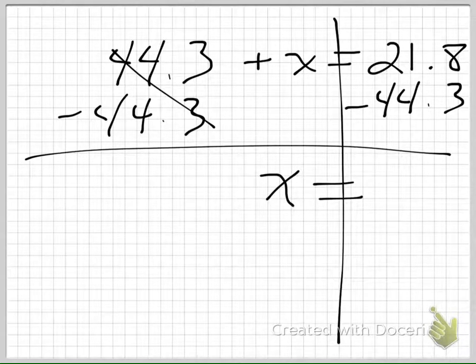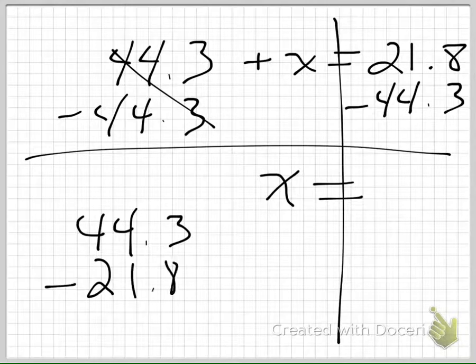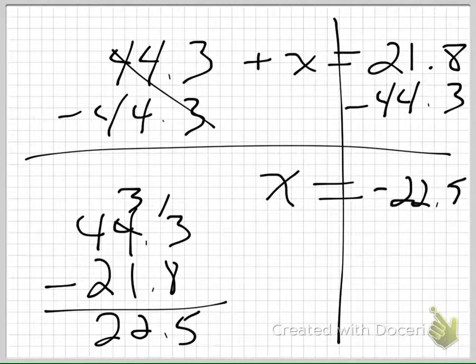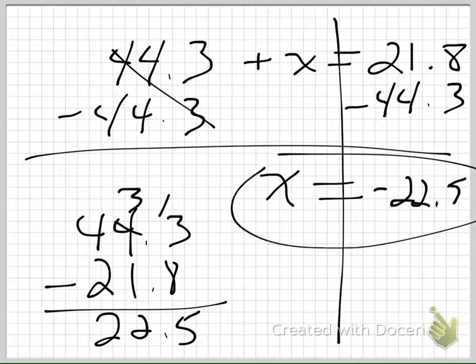So what am I allowed to do here? What do you have to do? You flip them, and you go 44.3 minus 21.8. 22.5. Is the answer 22.5? No. We already knew it was a negative 22.5. Does that make sense?